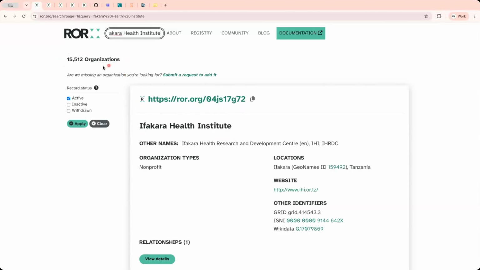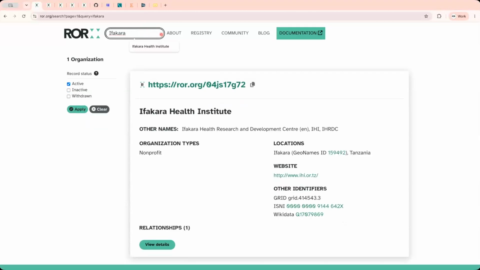Note that this search produces over 15,000 results because the ROR web search is looking for all 3 words you've entered, and the words health and institute are very common. If the organization name includes a unique or unusual term, you can search only on that term. Searching only for Ifakara gives only 1 result. You can search in any language, and you can search for any name variant. But again, the essential point here is that there's already a ROR ID for this organization, so you don't need to request one for it.